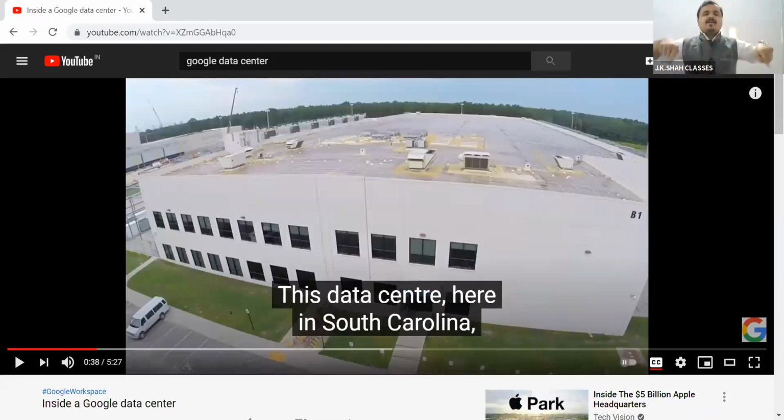And where is the cloud? Data centers like this one. This is Google's private cloud, purely used by Google. But we have certain public clouds also, for example GoDaddy.com. If you visit GoDaddy, GoDaddy says that I will give you space on my server to store your website, which can be accessible by the whole world.